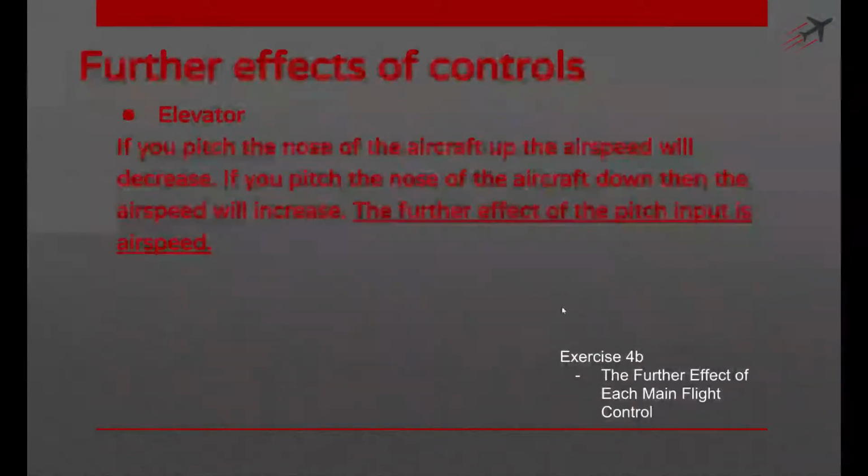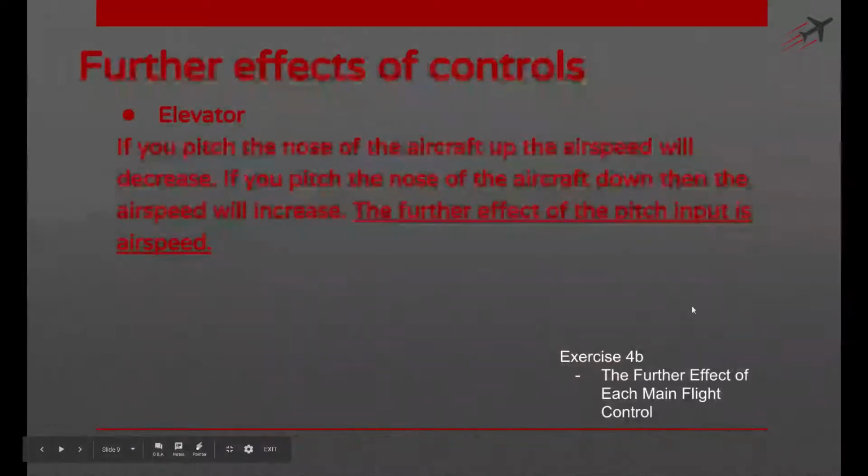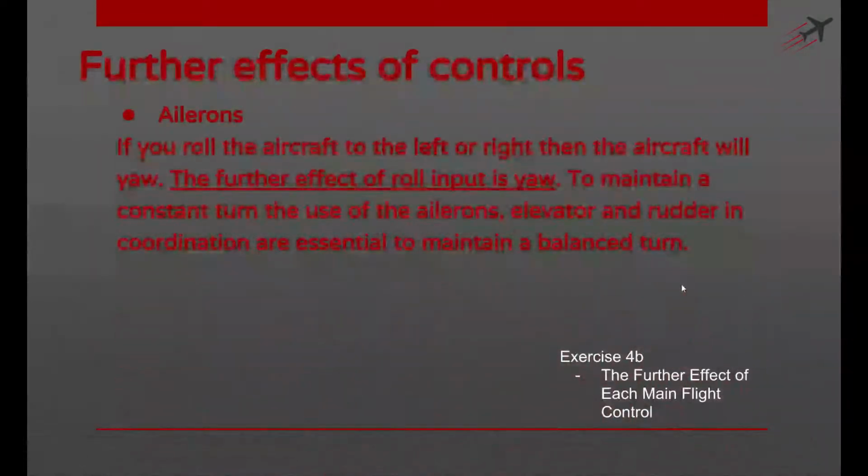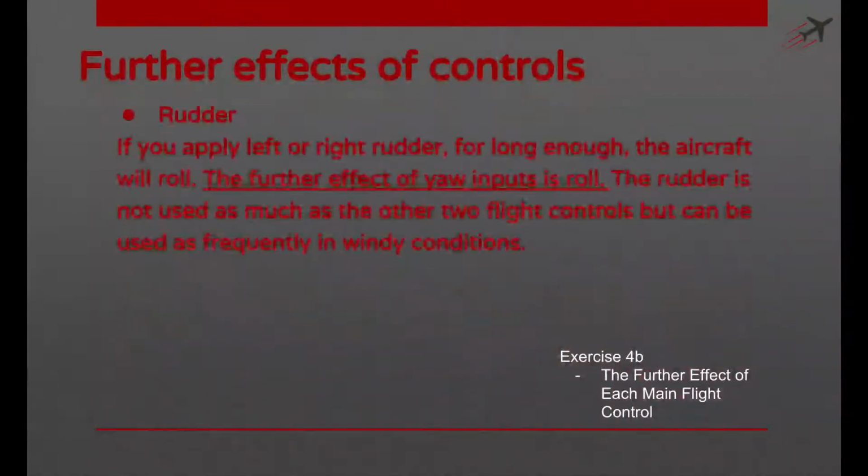We're now on to exercise 4B, and it's the further effect of each main flight control. Ailerons. If you roll the aircraft to the left or to the right, then the aircraft will yaw. The further effect of roll input is yaw. To maintain a constant turn, the use of ailerons, elevator and rudder in coordination are essential to maintain a balanced turn.